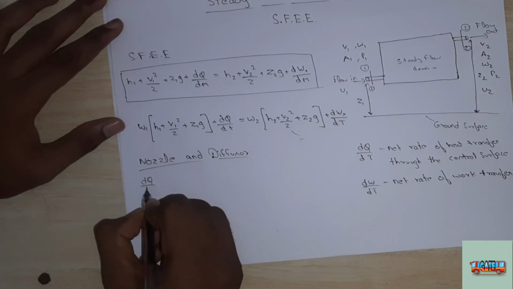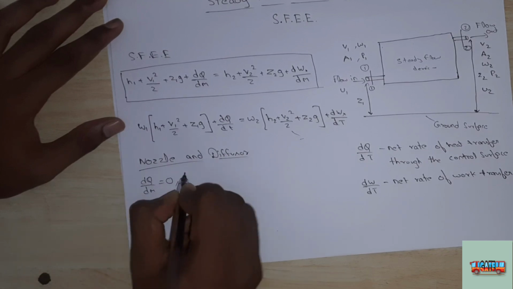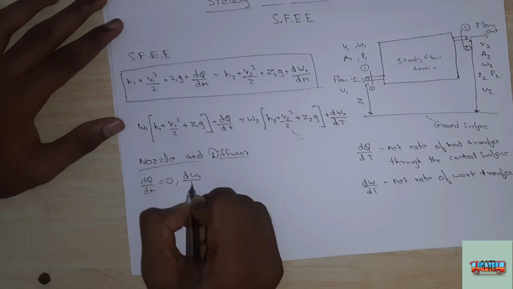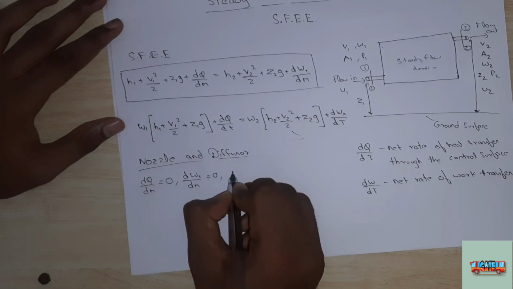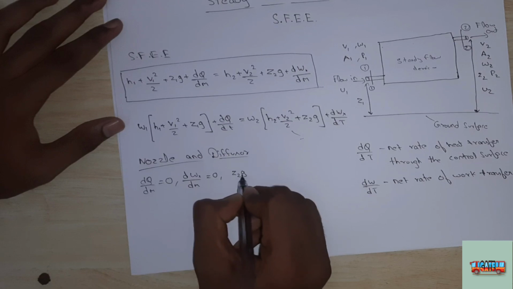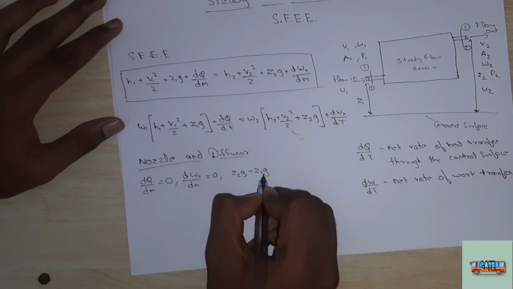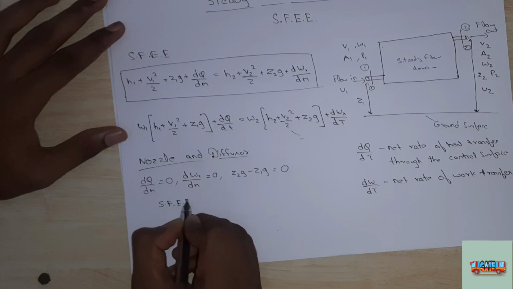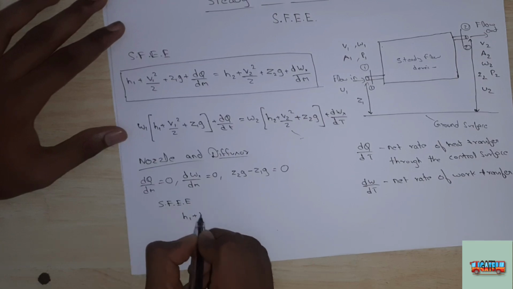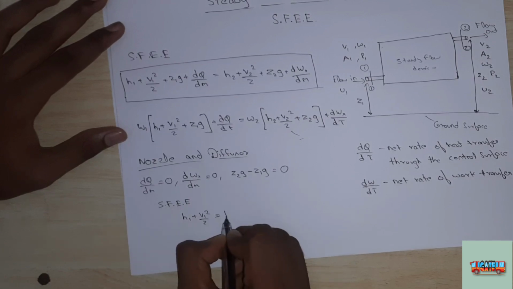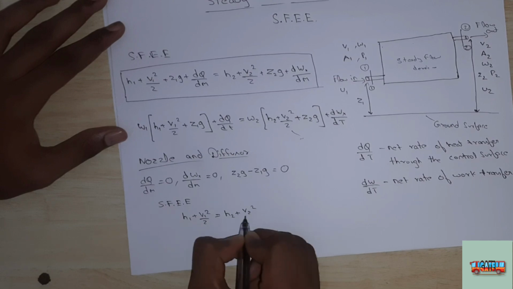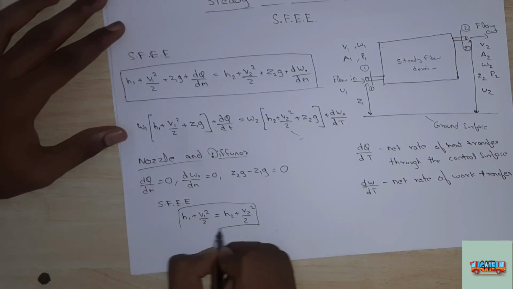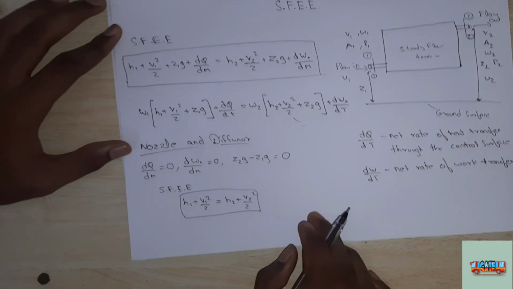So for a nozzle, the dq by dm equal to 0, dwx by dm equal to 0, and the change in potential energy, that is Z2G minus Z1G equal to 0. So the steady flow energy equation becomes H1 plus V1 square by 2 equal to H2 plus V2 square by 2. This is for both nozzle and diffuser.